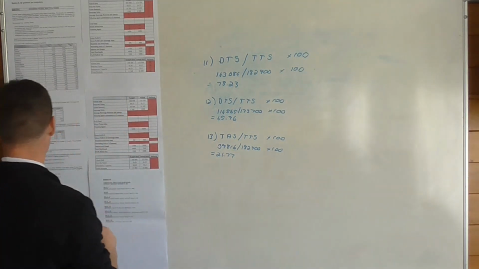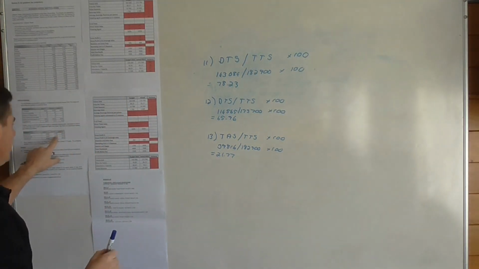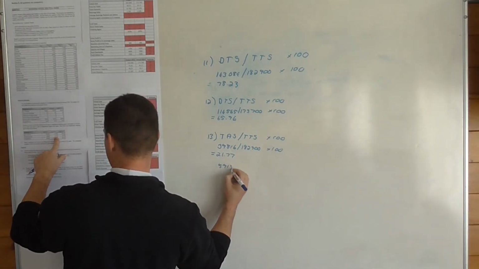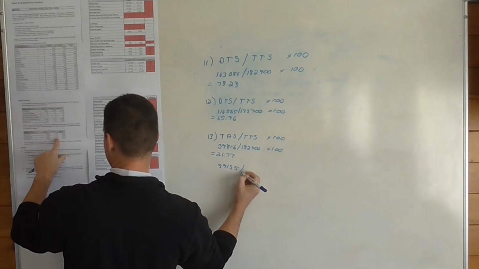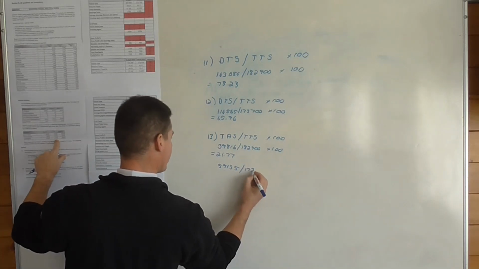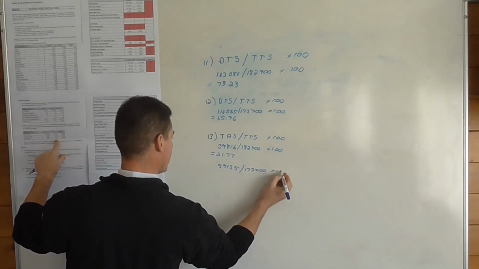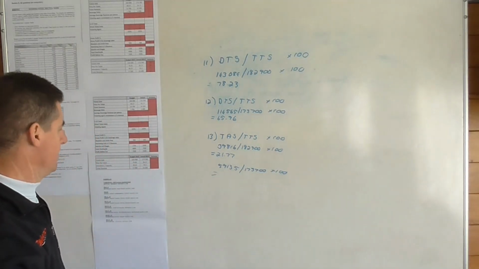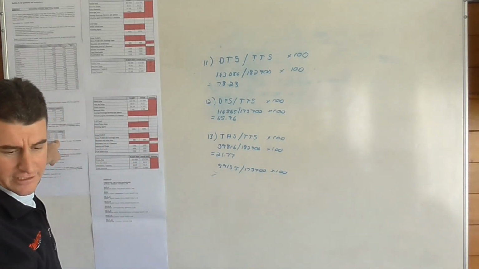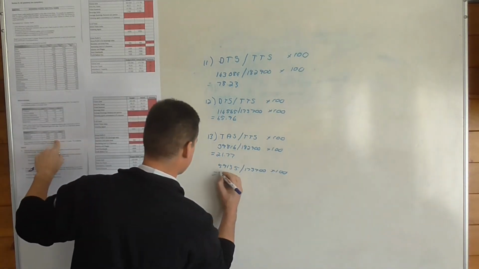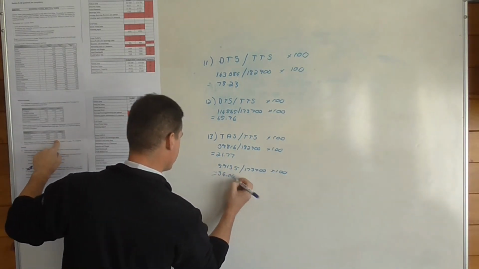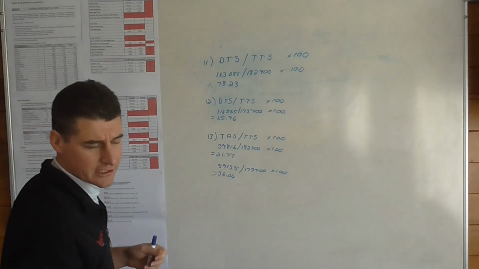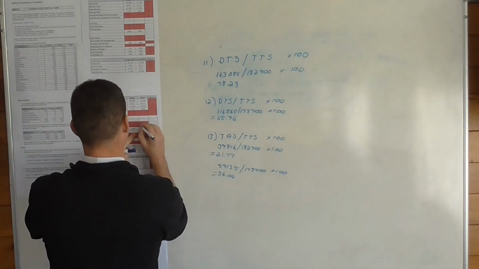21.77. And now you do the same with the actual. So that'll be 59135 divided by 173,700 multiplied by 100. 59135, 173, yes, so that'll be 34.04. So, is that right? Yep, that's right.